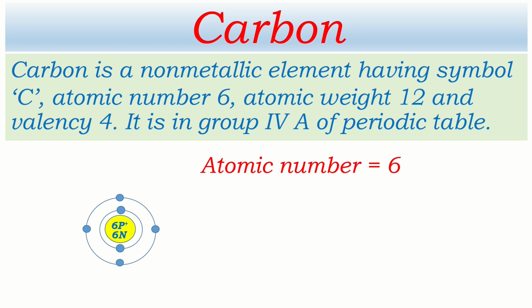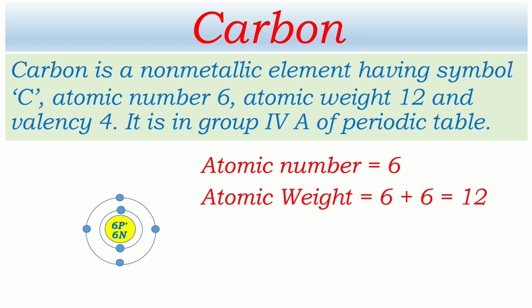Atomic weight is 12. What does it mean? The sum of the number of protons and neutrons contained in the nucleus of one atom of an element is the atomic weight of that element, which is also called the mass number of that element. It is 12 here because 6 protons plus 6 neutrons is 12. So 12 is the atomic weight of carbon and its valency is 4.